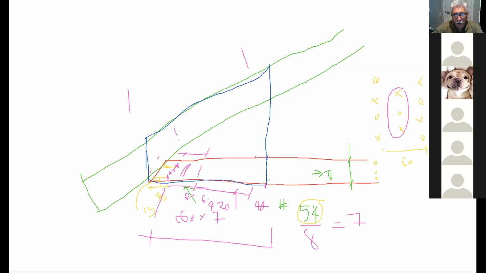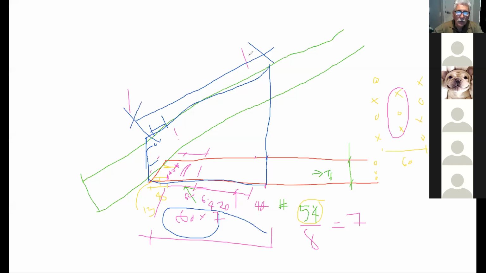Fair enough? Well, now here I keep a distance of 40, always parallel to the grain, a distance of 40, and then I just keep making distances of 60. And if I can put my 54 nails in here, and I sure can, because if you look at this length here is shorter than this length here. Do you agree? Okay.